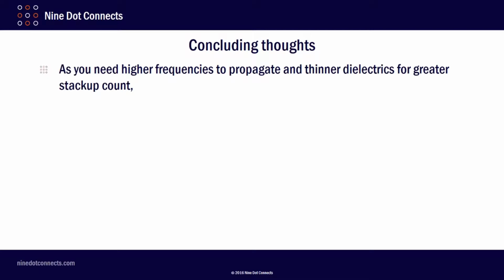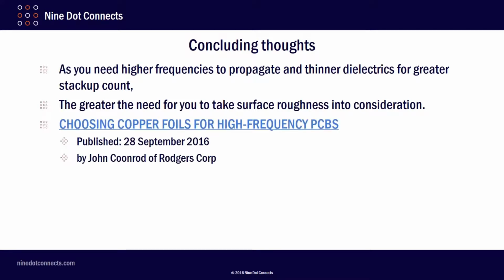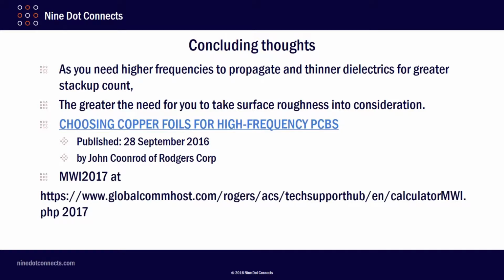So, concluding thoughts. As you need frequencies higher and higher to propagate and thinner dielectrics because you want a greater stack up, the greater your need is to take surface roughness into consideration. There's a great article written by John Conrad at Rogers Corporation, Choosing Copper Foils for High Frequency PCBs. It's readily available. You can search on it on the internet. It's a great primer for this and does a great job of explaining the details.